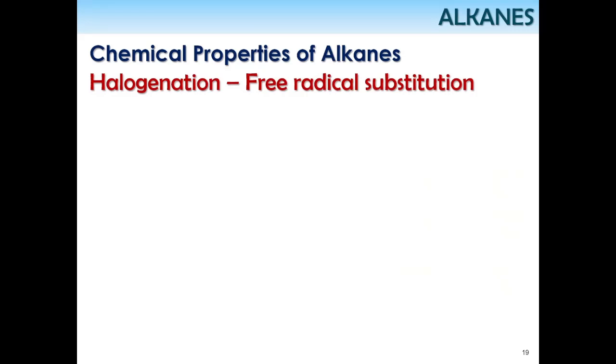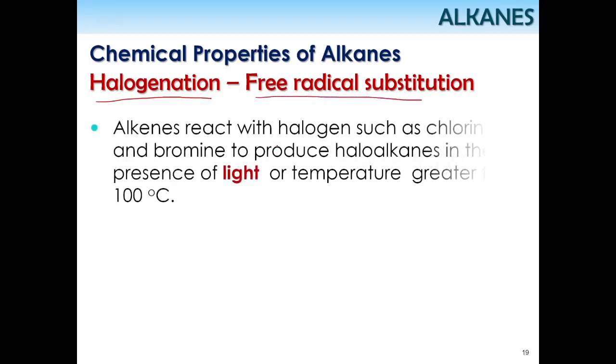Okay, next chemical property that can occur to alkanes other than combustion in excess oxygen and in limited oxygen is halogenation. So halogenation means that you are going to have halogen in your alkanes, and the type of reaction that follows this one is free radical substitution. So alkanes react with halogen such as chlorine and bromine to produce haloalkane in presence of light. Light is UV, or temperature greater than 100 degrees Celsius.